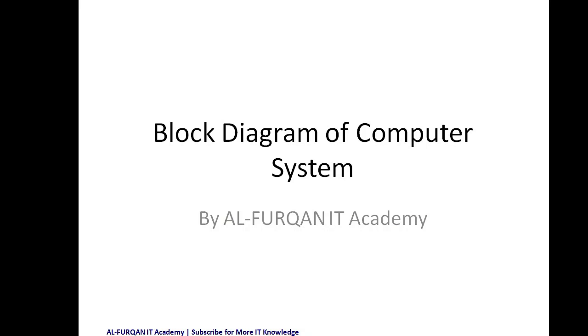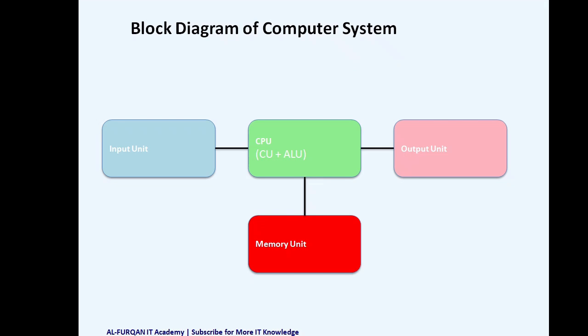Today we are going to learn the block diagram of a computer system in a very easy and simple way. So let us start. First of all, let us see what is a computer system. A computer system is an electronic machine that takes input from the user, processes it, stores the information and gives output. It works on a simple cycle: input, process, output. This is called the IPO cycle.